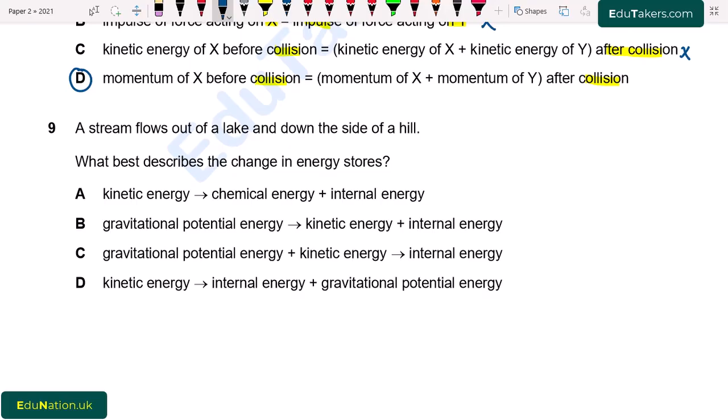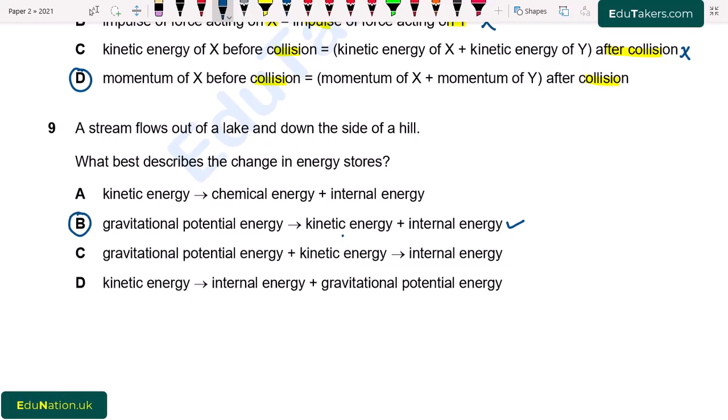First of all, here is A. Kinetic energy changes into chemical energy plus internal energy. So this option is not correct. B, gravitational potential energy changes into kinetic energy plus internal energy. This is correct because first of all, there is gravitational potential energy which is due to the height. When the stream moves, it changes into kinetic energy plus internal energy. So here B option is correct.